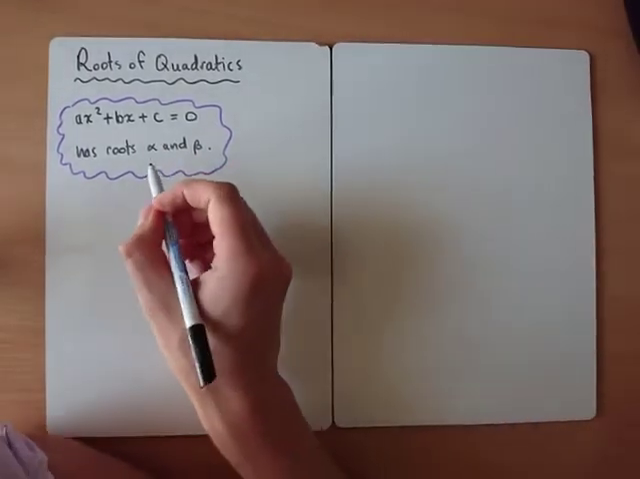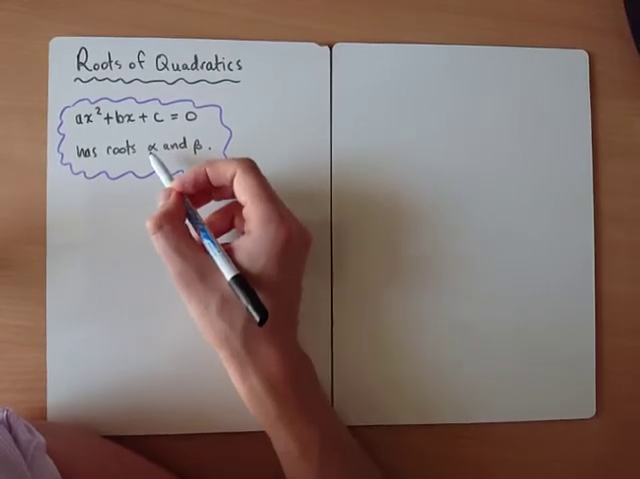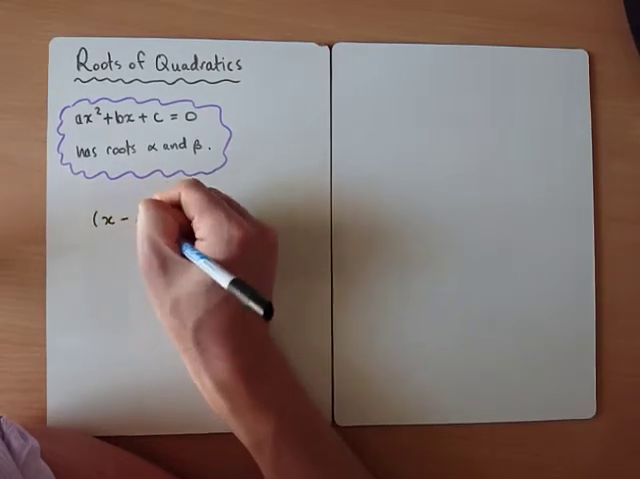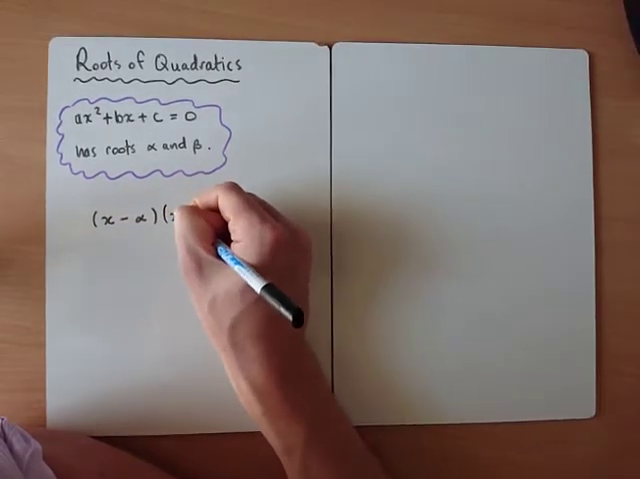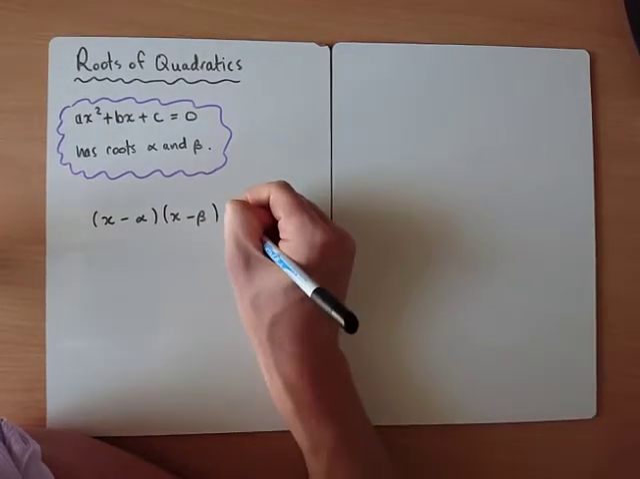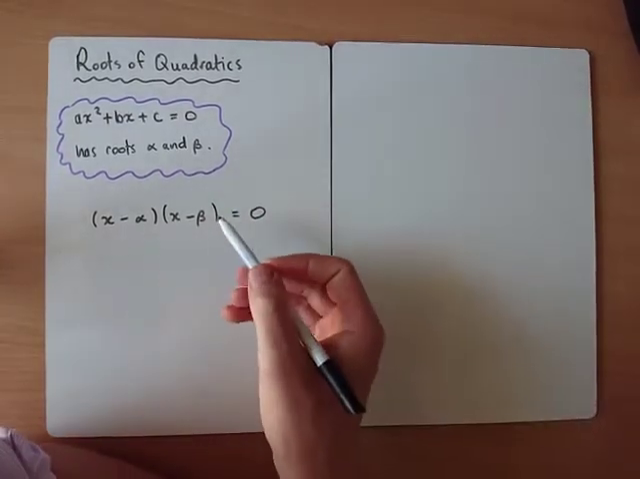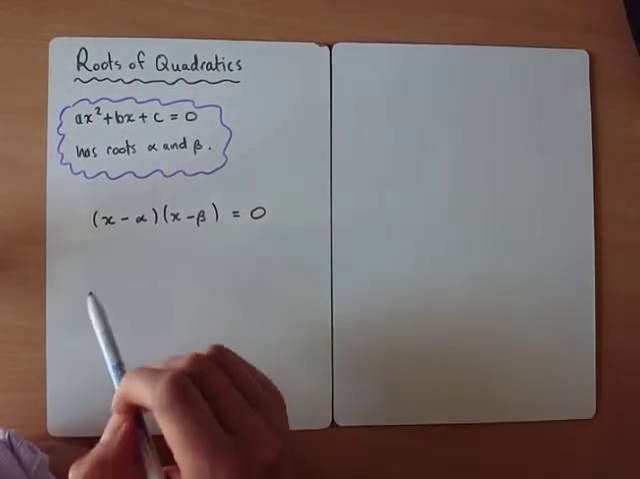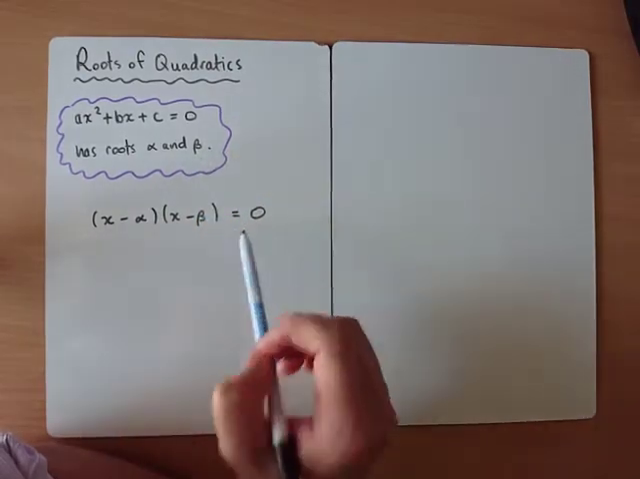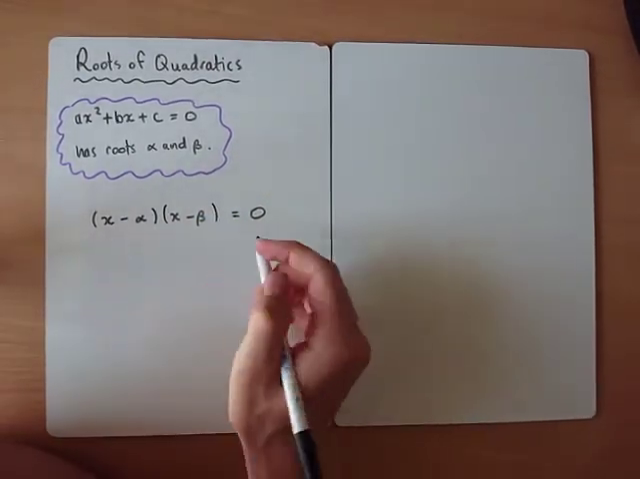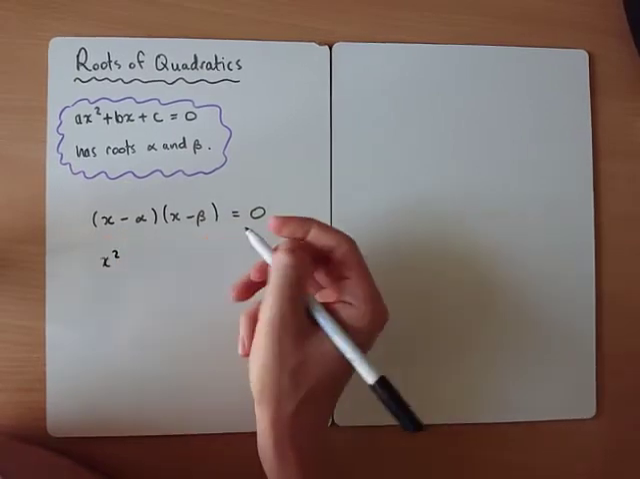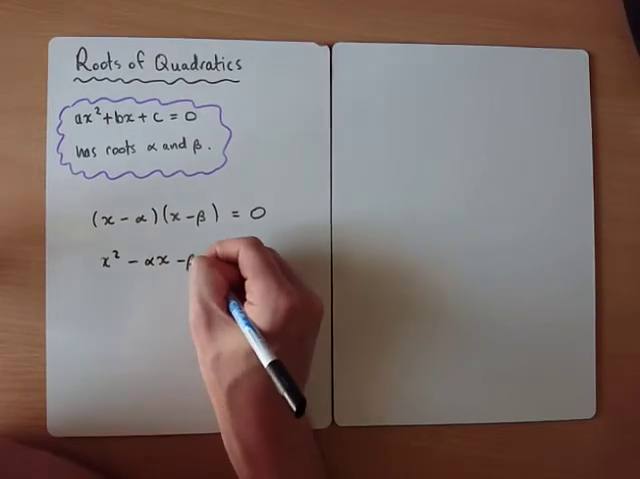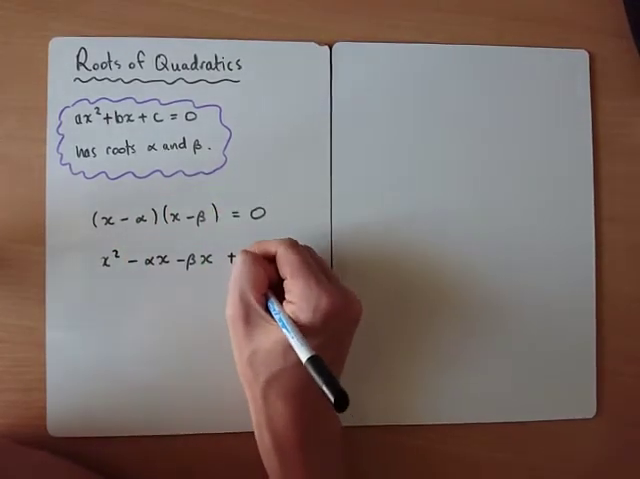Okay, so if you think about it, if we've got a quadratic and we know that one root is alpha and one root is beta, we could write that as x minus alpha and x minus beta. Because obviously if it's in factorized form, then the solution would be x would equal alpha and x would equal beta. So if we know one root alpha and one root beta, we could obviously write it like this. Let's expand this out and see what it looks like. So we'd get x squared minus alpha x minus beta x plus alpha beta.